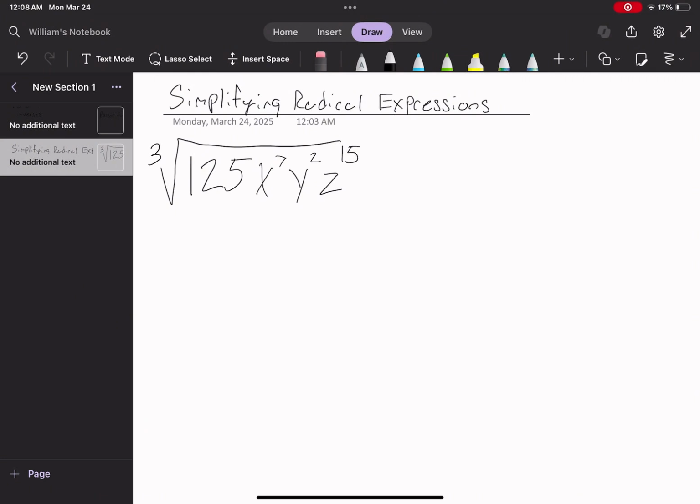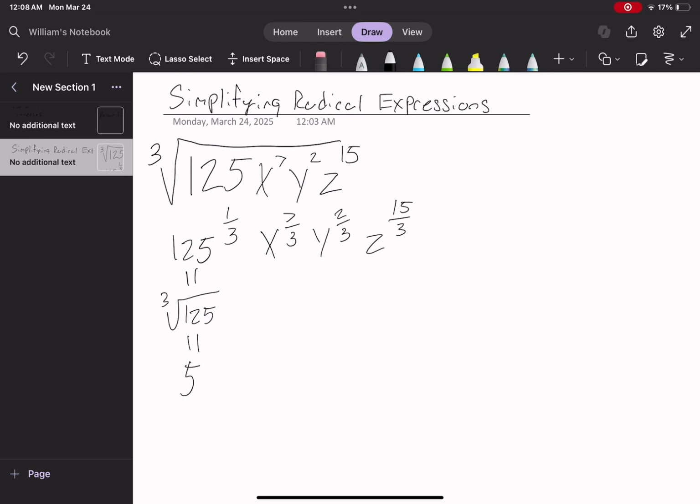And here, we're going to simplify this radical expression, except now it's a cubic root. And so again, we have to pretend that our 125 is to the first power. So now it'll look like 125 to the power of 1/3, x to the power of 7/3, and y to the power of 2/3, with z to the power of 15/3. And so this is just finding the cubic root of 125, which is equal to 5.